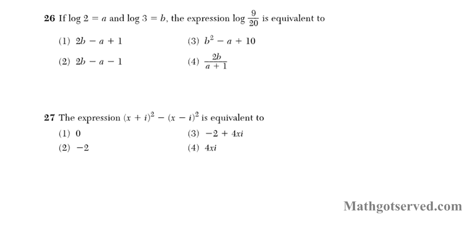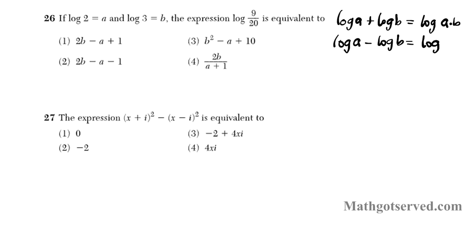So let's go ahead and do some quick review on properties of logarithms. The product property of logarithms basically tells us that log a plus log b, the sum of logarithms, is the same thing as the log of the product of the arguments, a times b. And log a minus log b, this is the quotient property, is simply the log of the quotient of the arguments, a over b.